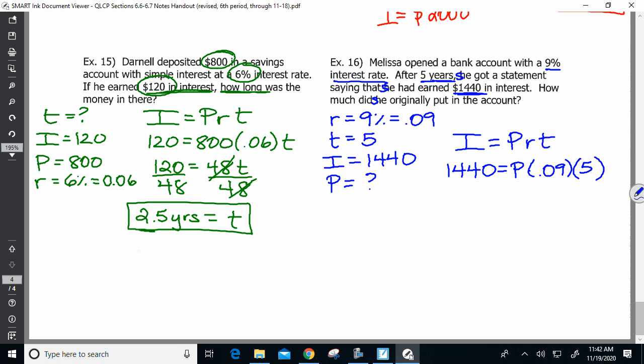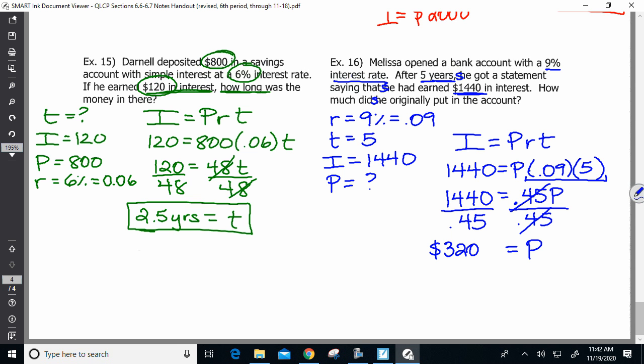So just like we did to solve for T, multiply the two parts that we know. 0.09 times 5 is 0.45. And then divide both sides by 0.45. So 1440 divided by 0.45 is 3,200. So that means Melissa started this account with $3,200. That's how she was able to get $1,440 in interest.